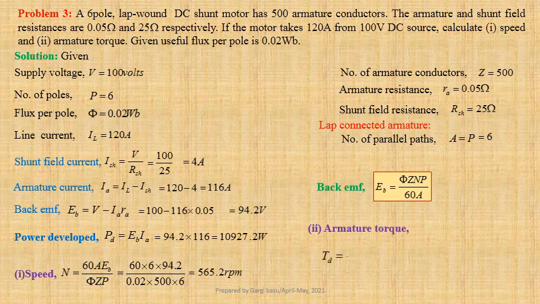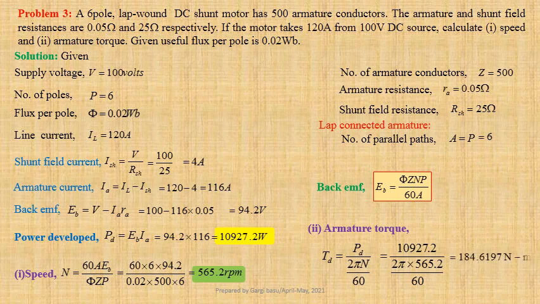TD equals PD divided by 2 pi N by 60. Using values we get 10,927.2 divided by 2 pi into 565.2 by 60. That gives us 184.6197 Newton meter.